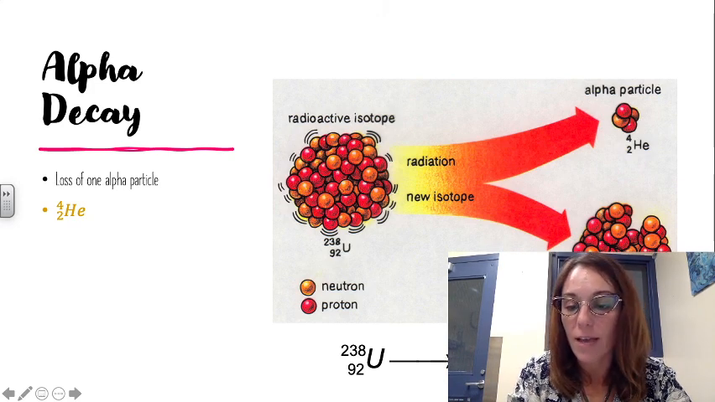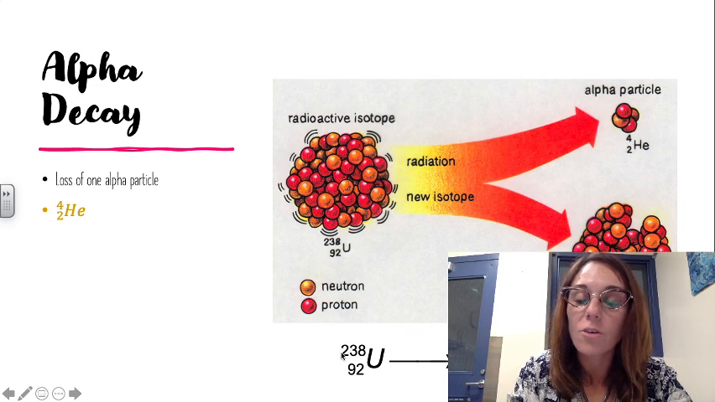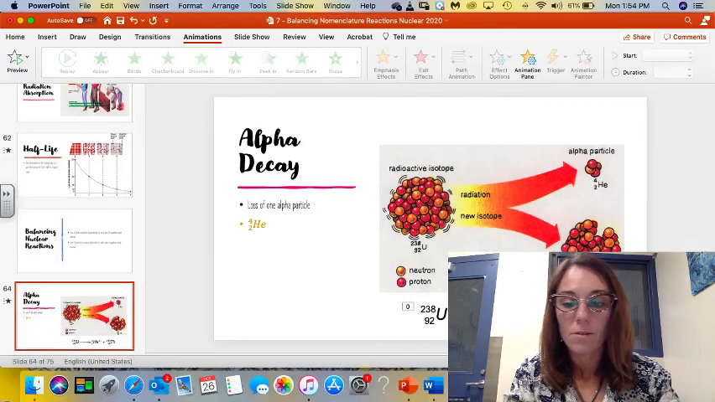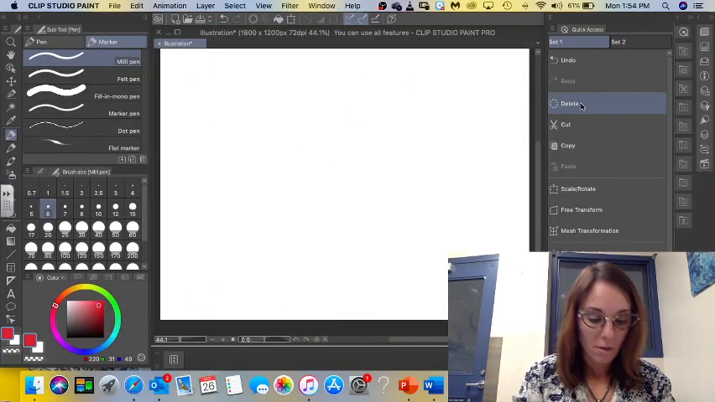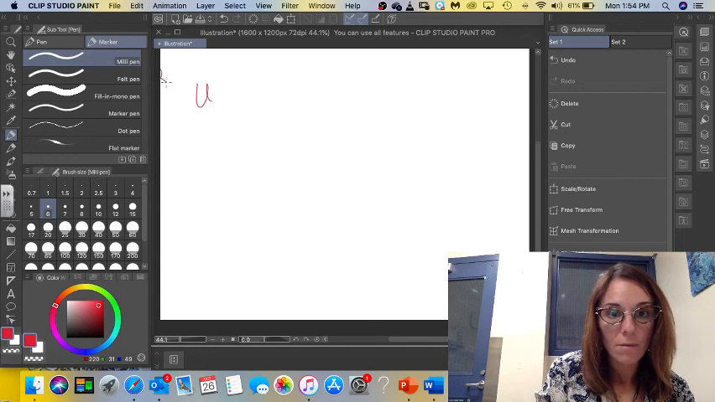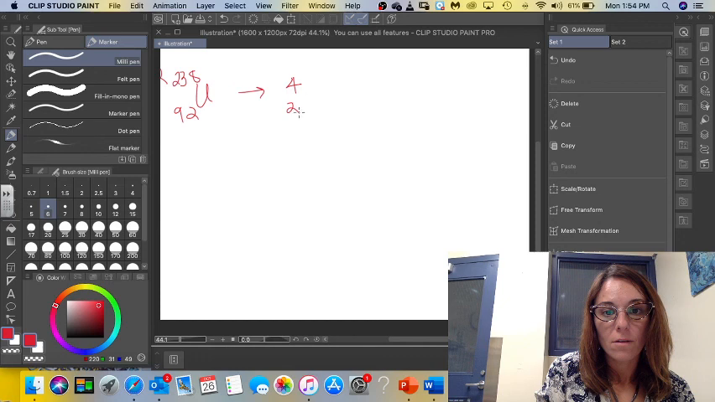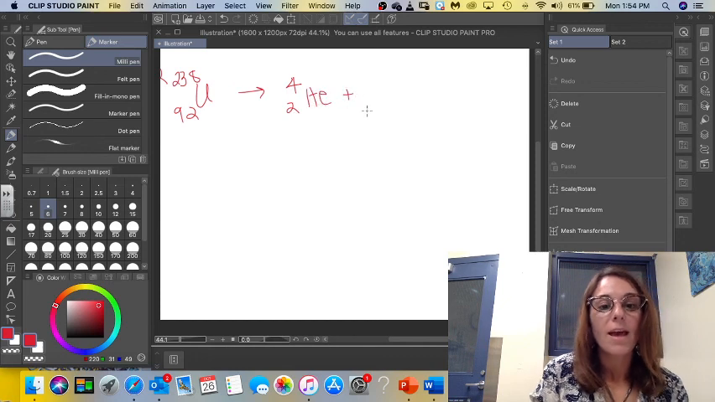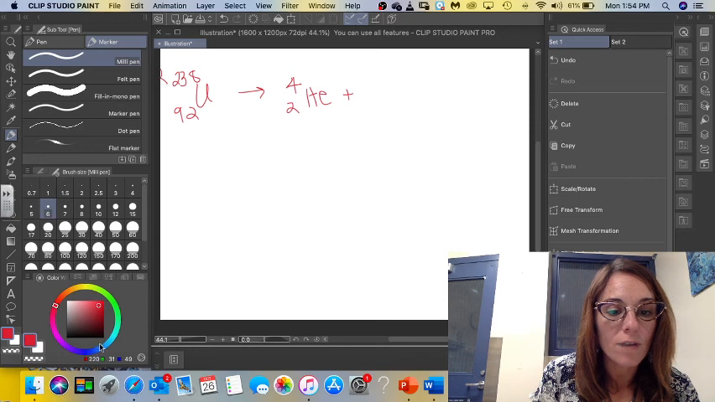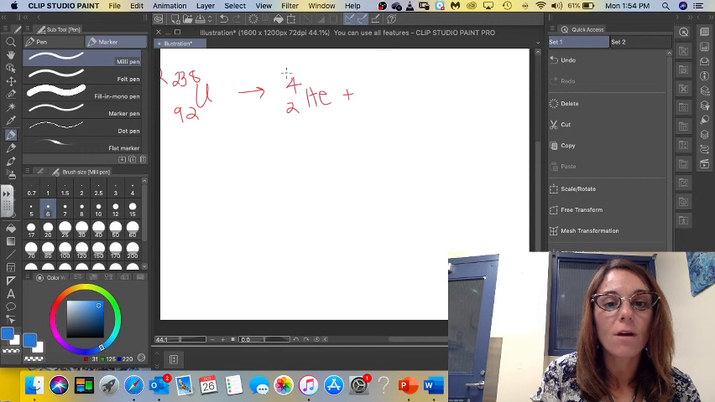So right now, here's the answer to this question, but we don't actually know what it is. So how do I determine this? I just do a very simple subtraction. So let's do this over here. So I've got uranium, 238, and that was element number 92. This is an alpha decay. So I have the helium particle, and now I just need to do a simple subtraction. So I have 238 on my reactant side and 4 on my product side. So I will do 238 minus 4. That leaves me with 234.